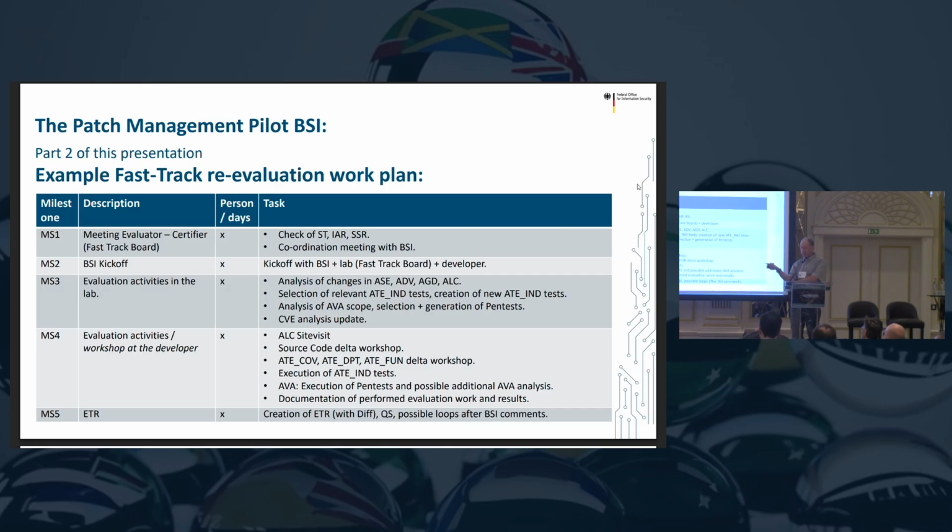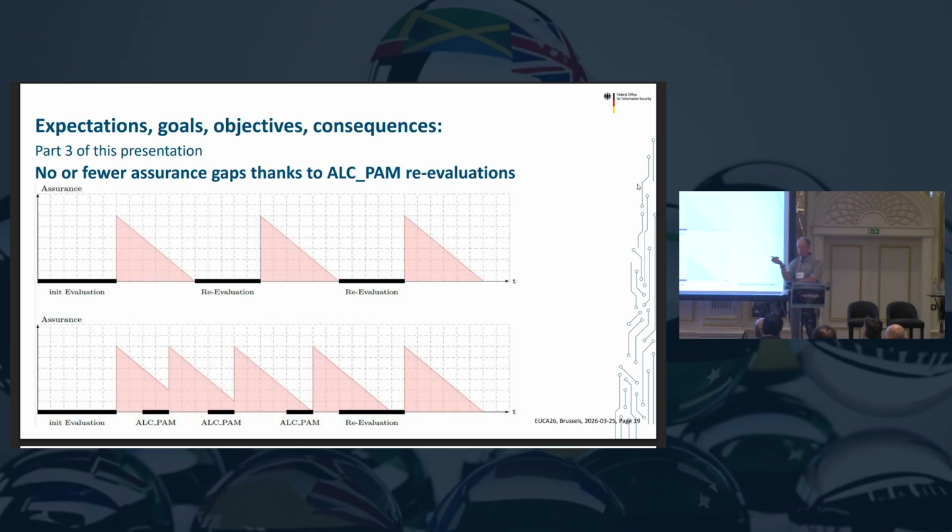The evaluator team went to the manufacturer site for 1 week. They did a detailed source code analysis with the designer itself. They did a testing delta workshop. They repeated and executed new and old independent tests. They did the same with the pen test, and they updated the documentation. That was the content of the 1 week workshop.